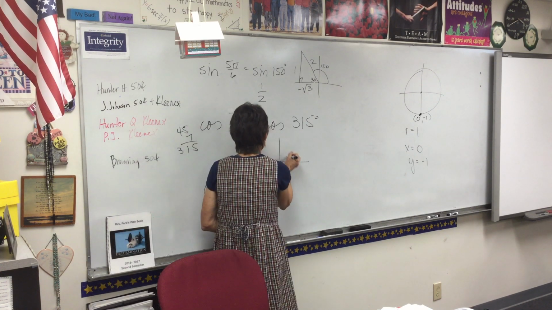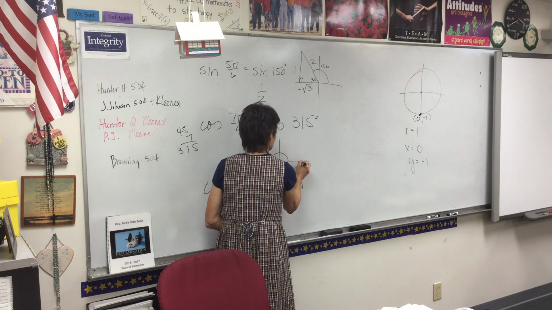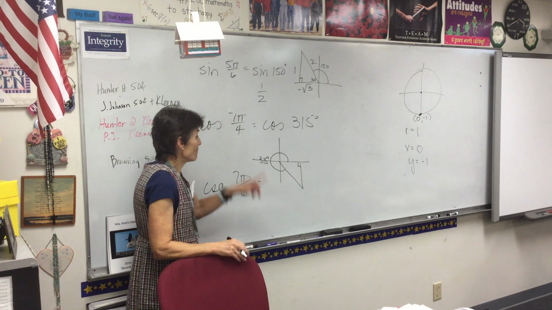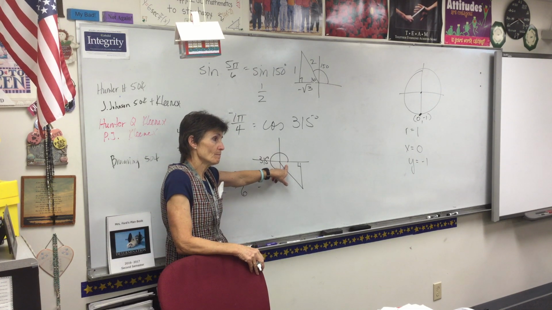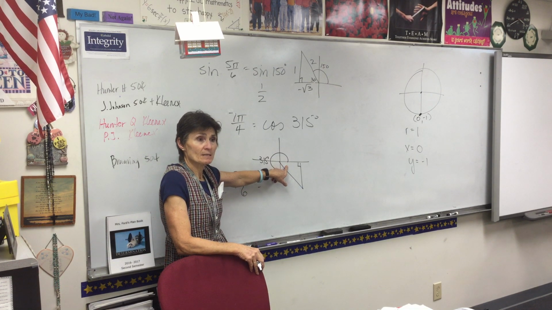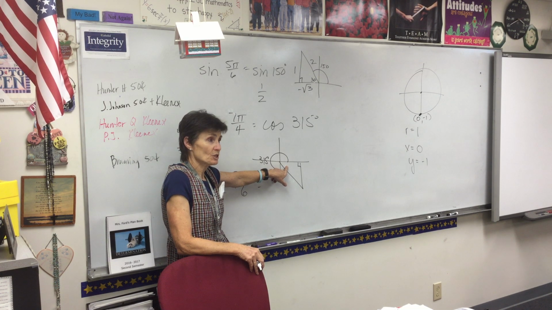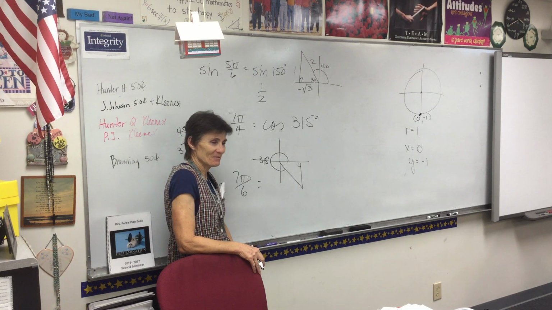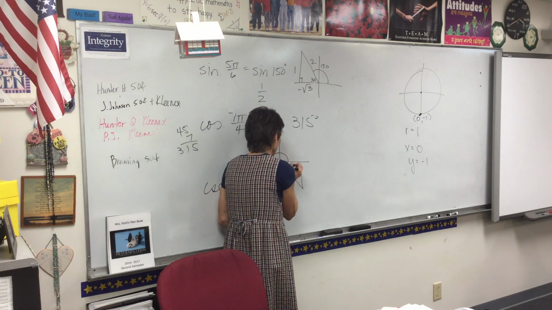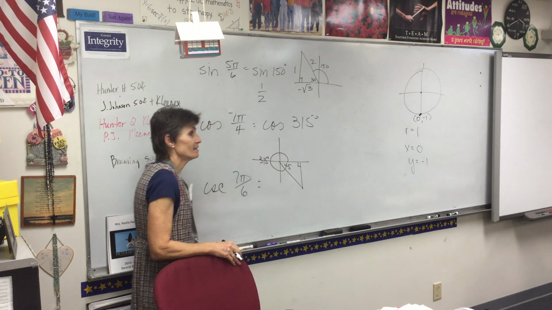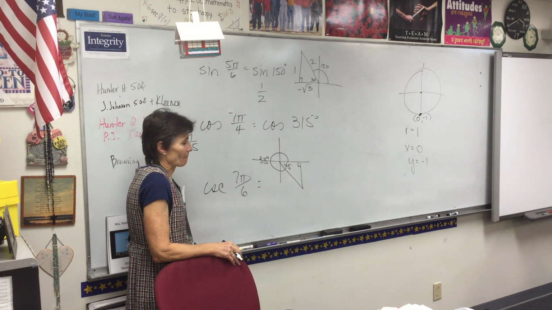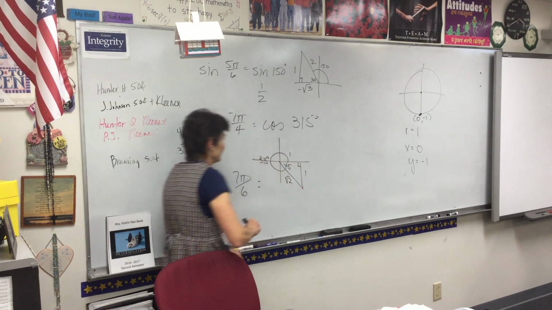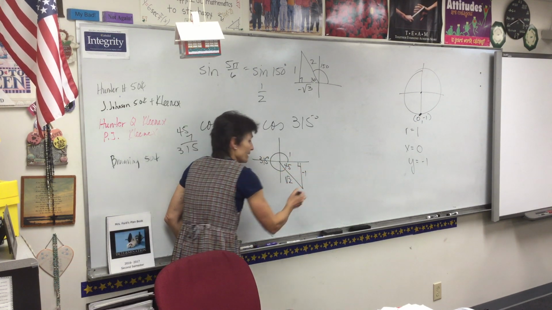315 is going to be all the way around to here, right? That's 315. What math are you going to do to find this angle? 360 minus 315, which is 45. Right, 360 minus 315. So my sides are 1, 1, root 2. This one is negative.